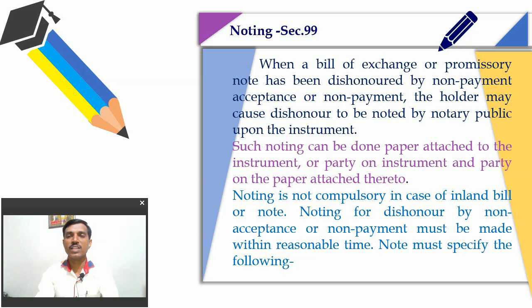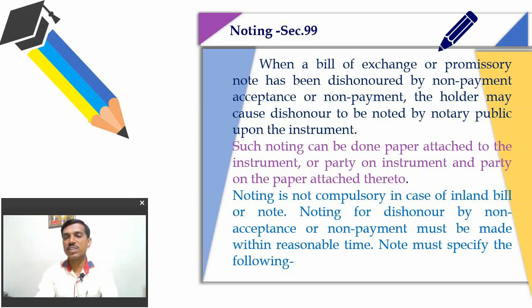In the case of a check, noting is not required. But in a promissory note and bill of exchange, the dishonor through non-payment and non-acceptance needs to be noted by the notary public of the instrument. It's called noting under section 99. Such noting can be done on a paper attached to the instrument, or partly on the instrument and partly on the paper attached thereto.